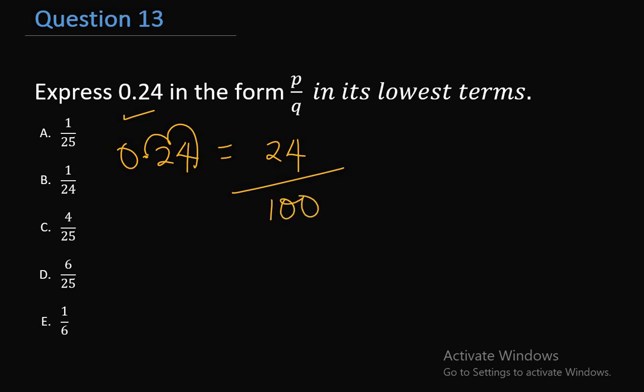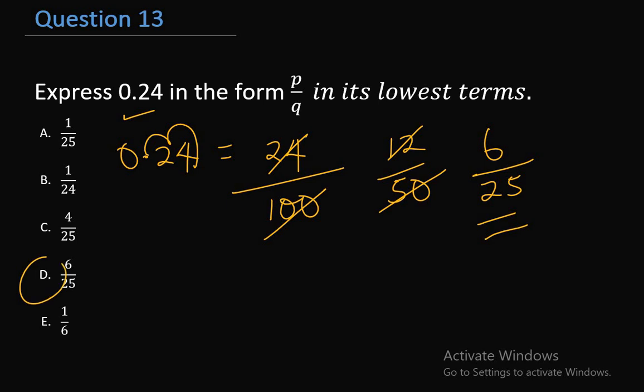Now, reduce to the lowest term. 2 into 24 is 12, 2 into 100 is 50. 2 into 12 is 6, 2 into 50 is 25. It is now in the lowest term. Nothing can go, so the right answer is D.